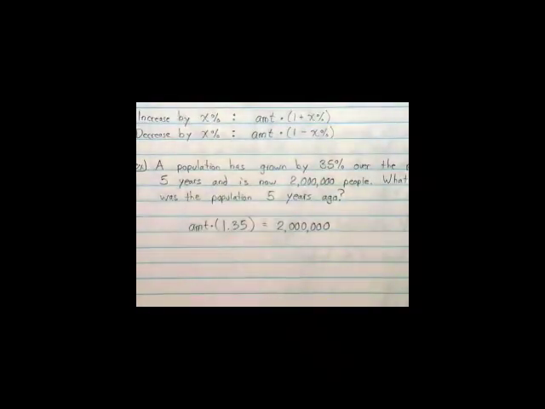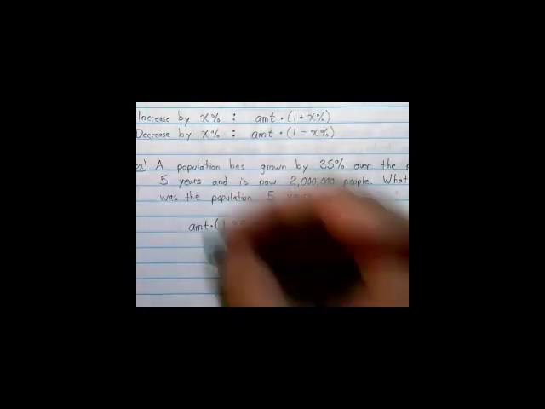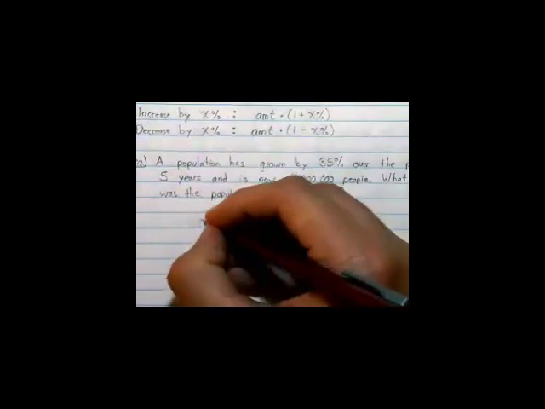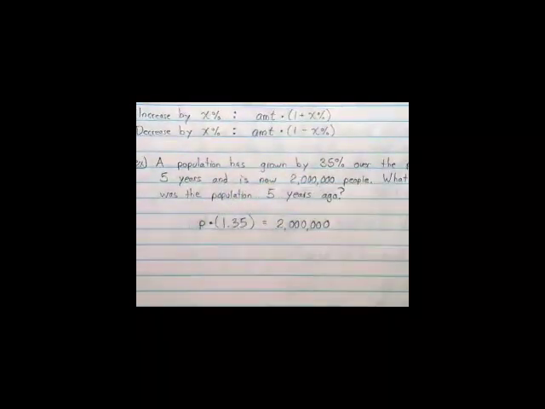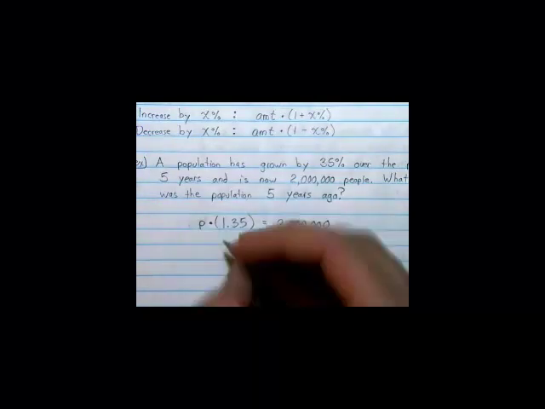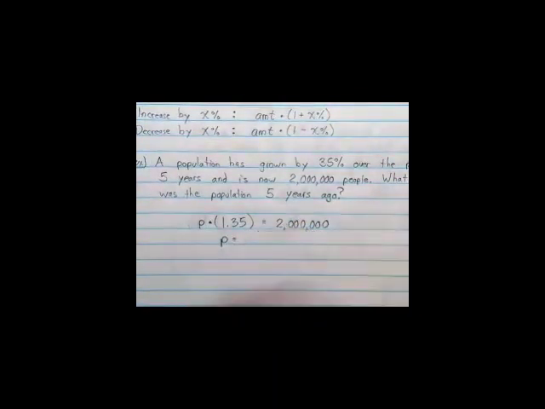Okay, and if you don't want to use the little AMT for amount, you could turn that into just X or whatever. I think I'm going to just make P instead of AMT. So population times 1.35 got us to 2 million. Okay, so once you got it set up, then it's pretty simple, right? Just solve that equation. Divide, done. Okay, so what was that old population then before the growth?